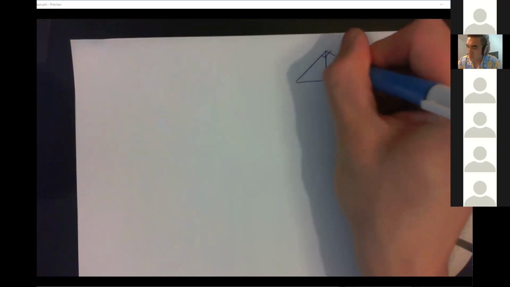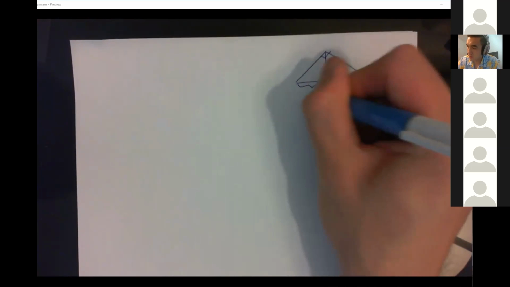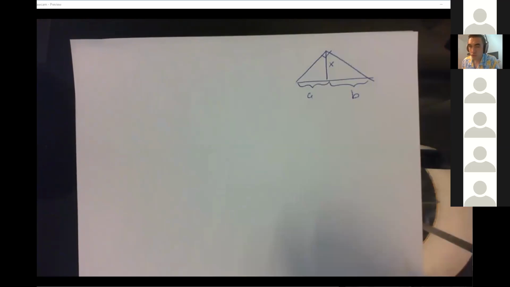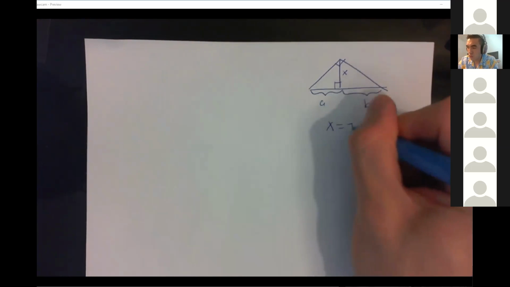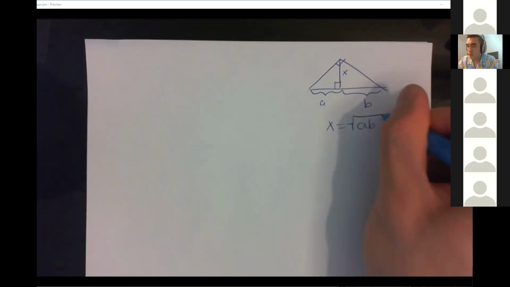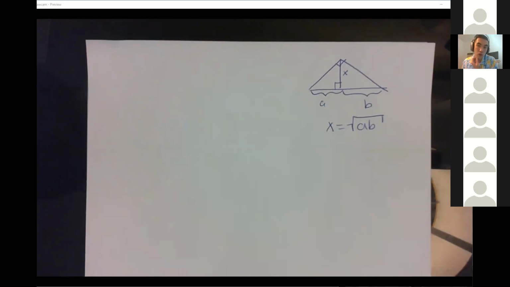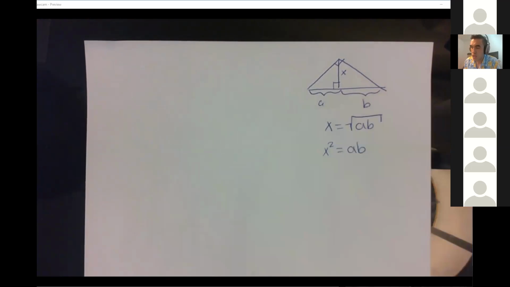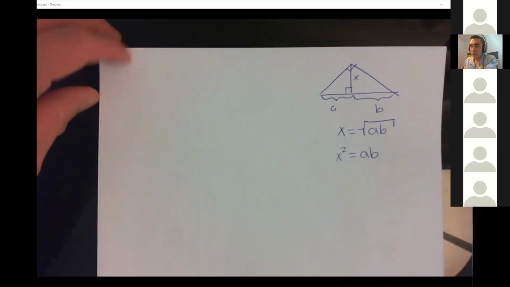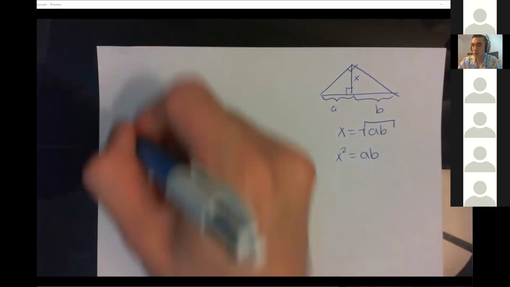For the bonus, when it comes to solving for the altitude of a right triangle, if this is x and this is a and this is b, then we have the following special relationship. For an altitude inside a right triangle, x is equal to the square root of ab. That altitude length is the geometric mean of the two sublengths of the hypotenuse. Or equivalently, x squared is equal to the product ab. Both of these are the same. So in that bonus question, I was asking you to apply that logic.